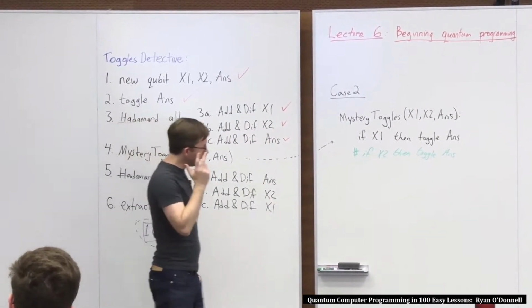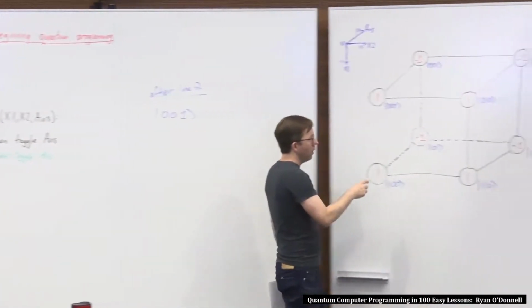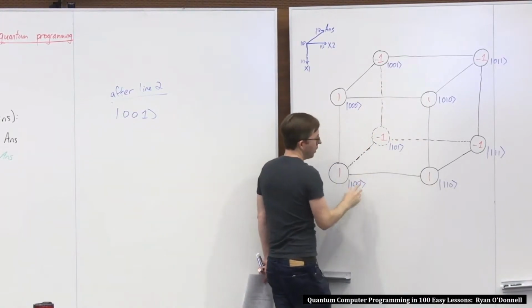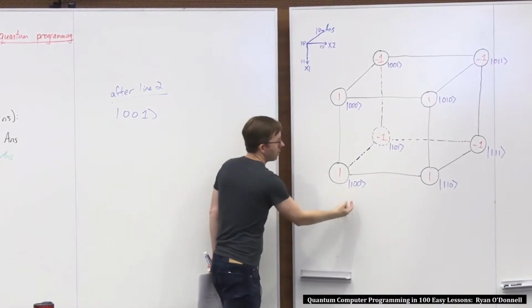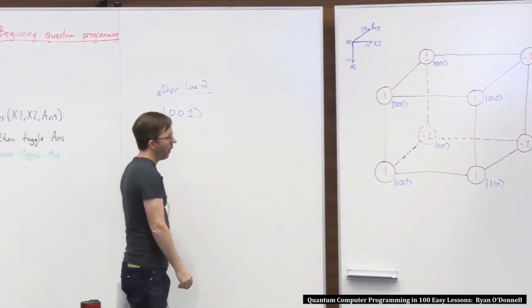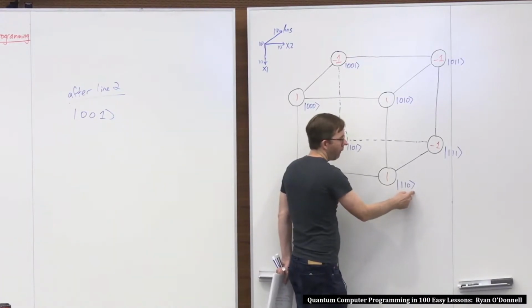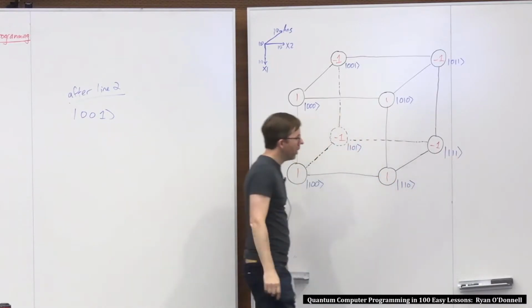And as I said last time, it's kind of clear how this works. Let's say here, you just go through all the basic states, and you do the if x1, then toggle ants operation on it. x1 is the first one, ants is the third one. So for example, this one, 1, 1, 0 would change to 1, 1, 1. And conversely, 1, 1, 1 would change to 1, 1, 0.